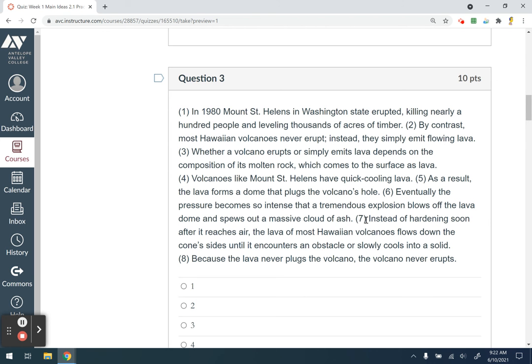cloud of ash. Instead of hardening soon after it reaches air, the lava of most Hawaiian volcanoes flows down the cones' sides until it encounters an obstacle or slowly cools into solid. Because the lava never plugs the volcano, it never erupts.